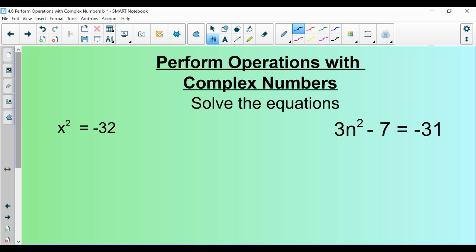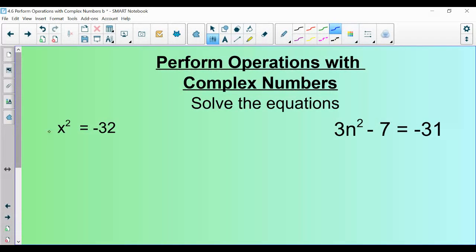Hello, algebra students. This is a continuation on the complex numbers and the imaginary unit i. Make sure you've seen that part of the lecture before you move on to this because it just isn't going to make any sense. So this is the part where we're going to start using i.